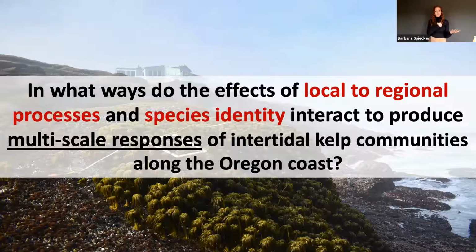So this is my overarching research question. We know that environmental processes from local to regional levels, as well as species identity, do influence the responses of intertidal kelp communities along the Oregon coast. But specifically how, in what ways do they interact with each other to influence kelp species responses in various ways, and how do those influences change across organizational scales?